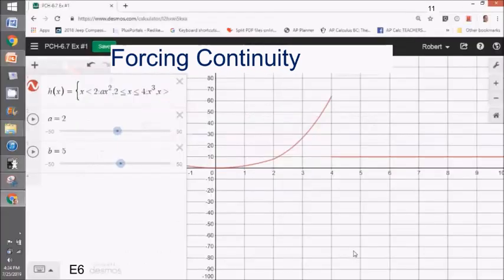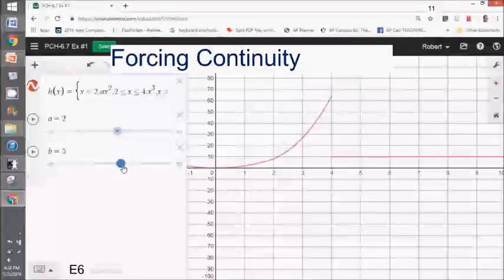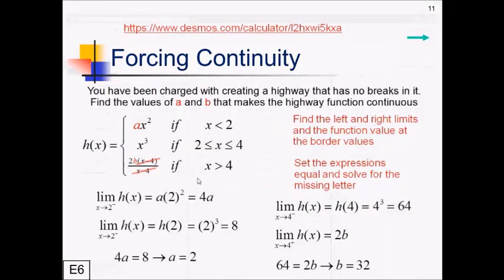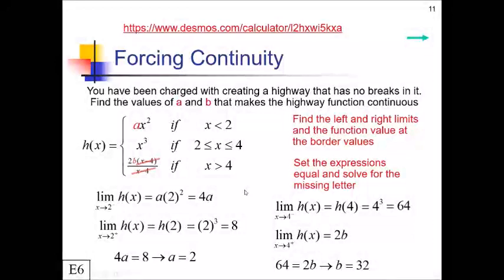And going back to Desmos, let's see if 32 works for the b value. So moving that up, when it links up, we indeed have a value of 32. There we go. So that's it for this one.